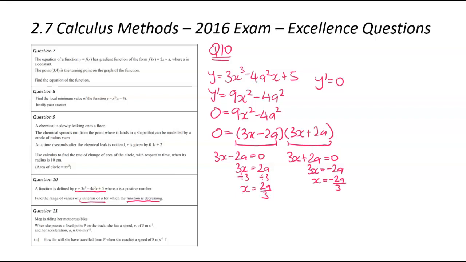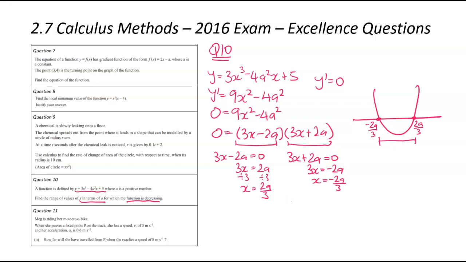So let's draw our gradient function. From here, we know it's a positive parabola. So it's going to look a bit like this, and we know it's going to have an x-axis, and our two turning points are going to be where the x-axis intercepts the parabola, and we're going to have negative 2a over 3, and we're going to have positive 2a over 3. So the question asks us, when is this decreasing? It would be decreasing when the gradient is negative, or anything below the x-axis, in which case it's going to be anything between these two numbers.